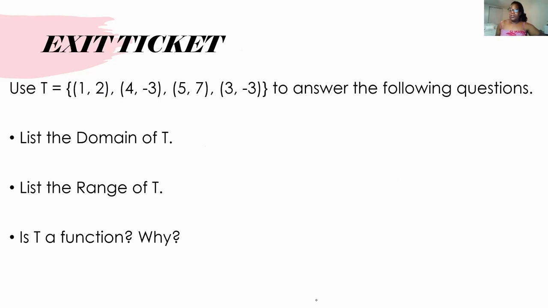This is what I want you to do for set T, which is (1, 2), (4, -3), (5, 7), and (3, -3). I want you to answer the following questions. List, well, it's not really a question, but list the domain of T, list the range of T, and is T a function and why? So, taking a look at today's lesson, pretty short and sweet, right to the point.